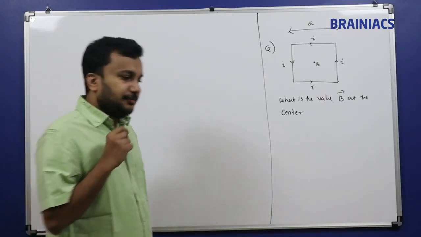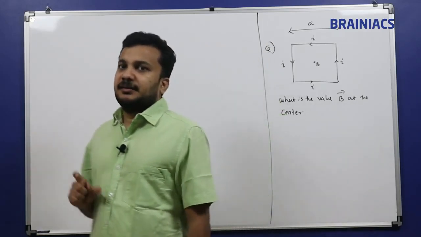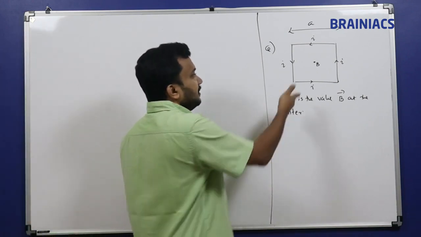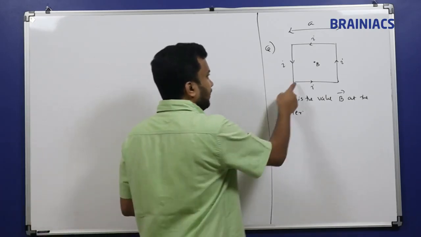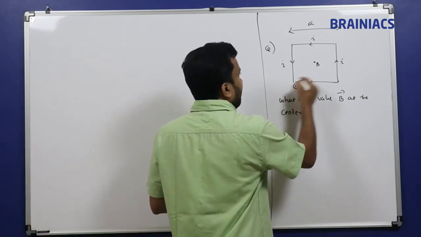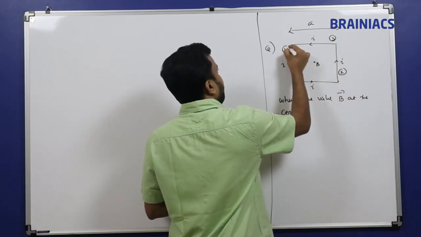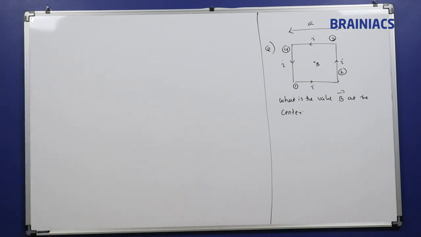Now first, if you are getting a question like this one, you have to decide whether it is an addition or a subtraction. For example, this is a current carrying conductor. Let me denote the first as number 1, this as number 2, this as number 3, and this as number 4. So the 4 conductors are joined and connected to form a square shape.